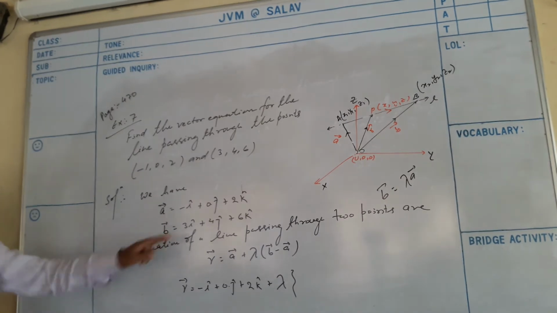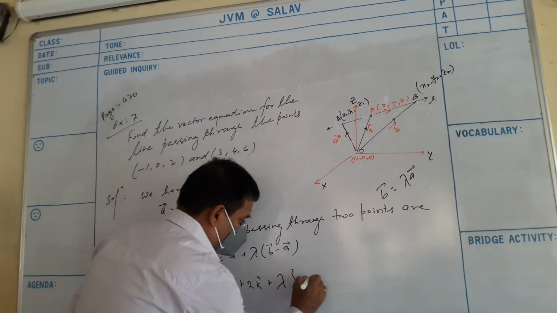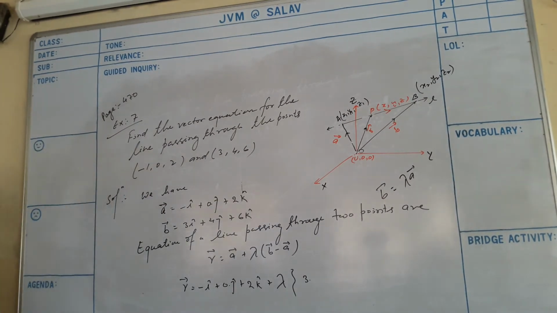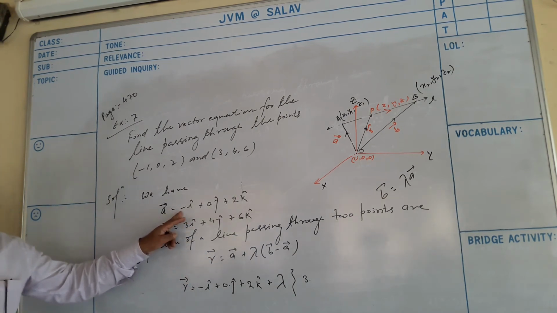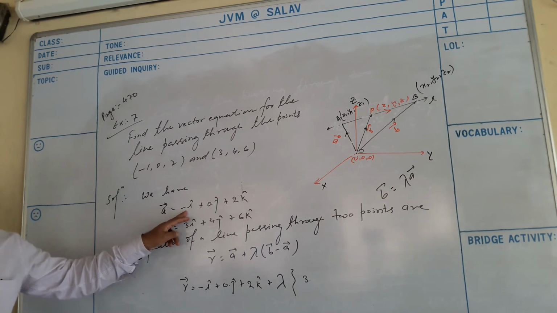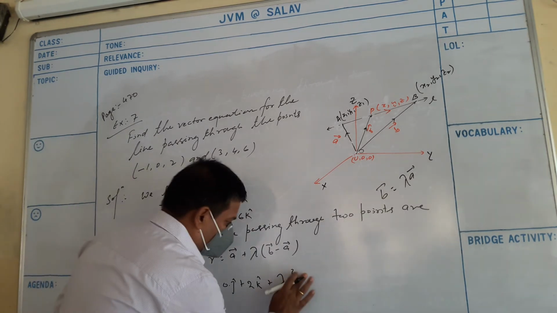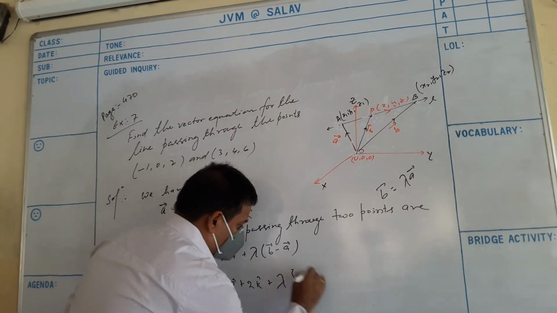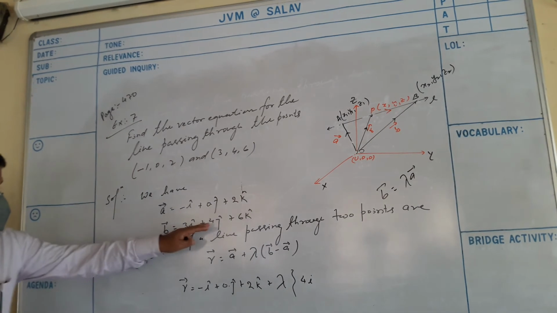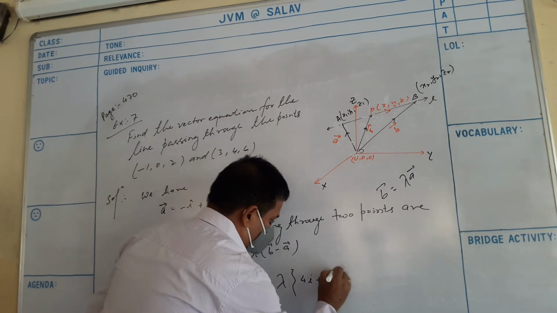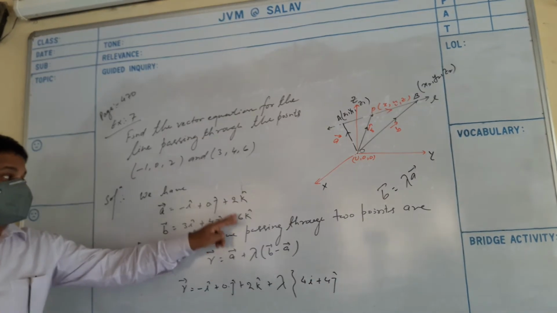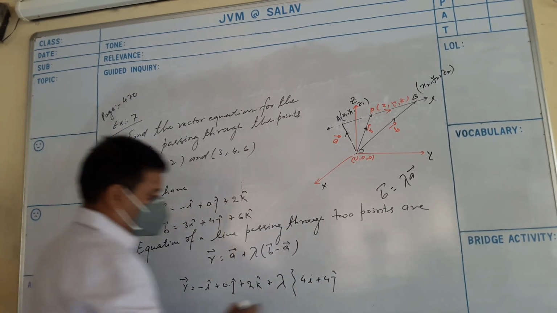So B is 3i, directly. Here minus minus, and 3i, here minus i is there, so it becomes plus 4i. Okay, here 4j, and 6 minus 2, 4k.